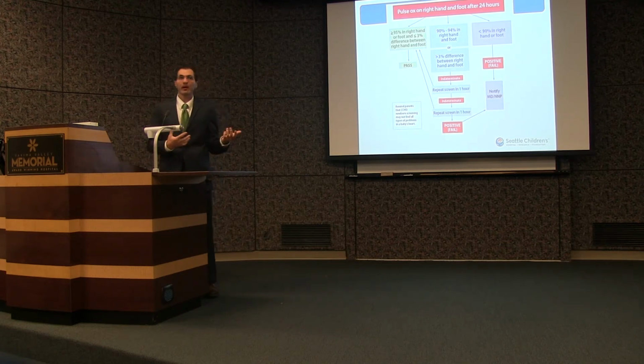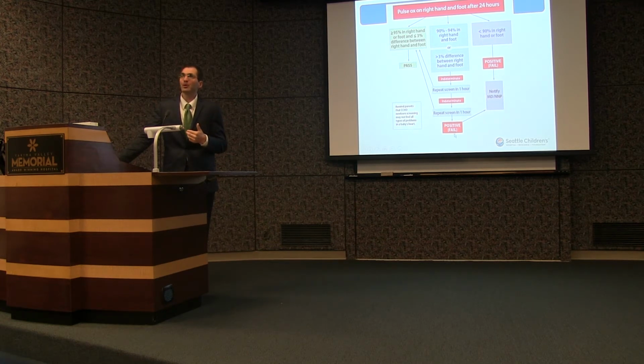So this is the algorithm that is proposed for CHD screening. So on the right-hand side, if the baby's saturations on the right hand or foot are equal to or greater than 95%, and if there's no difference between the upper and lower extremity saturations, then the baby passes. So this is pretty easy. Baby passes, and everything, for the most part, should be fine. Then on the other extreme, if the baby has saturations less than 90 in the right hand or foot, then the baby fails and needs further evaluation.